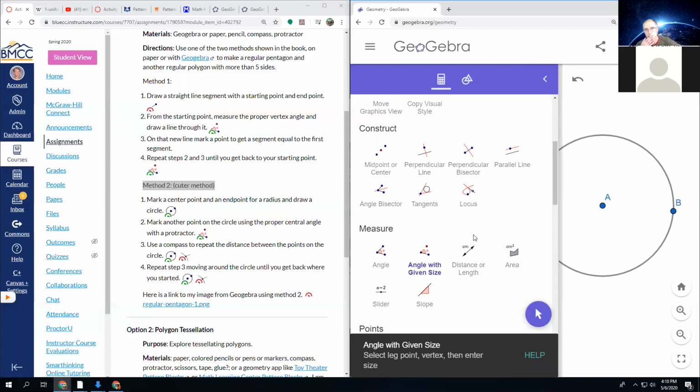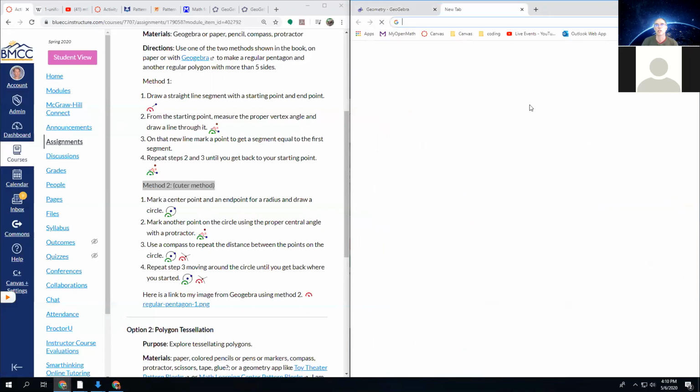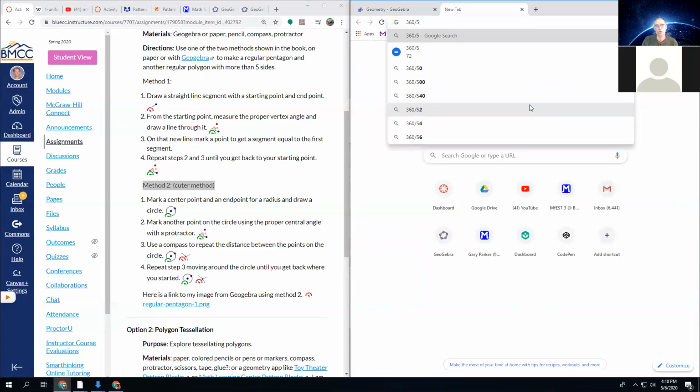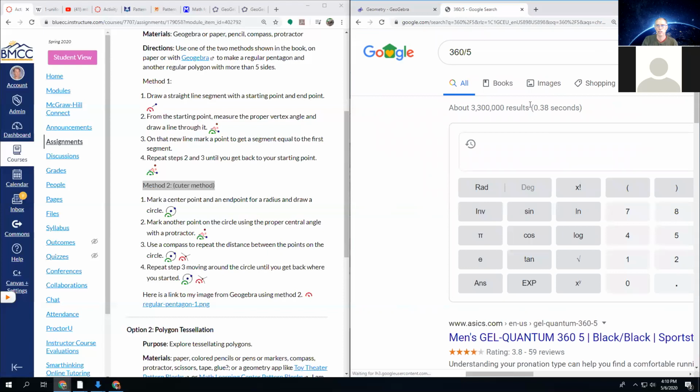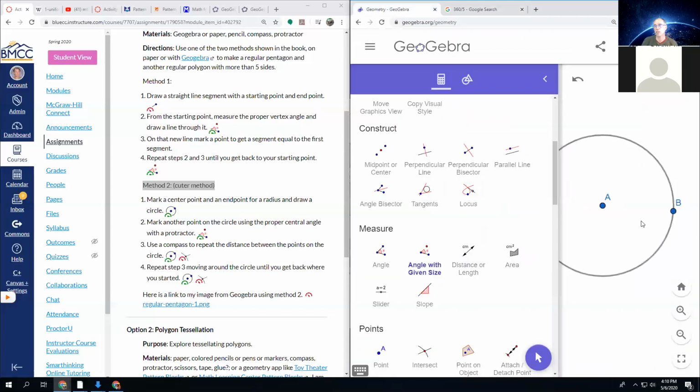But what size should the angle be? Well, let's see. I want to do a pentagon, and this is the central angle for a pentagon. The central angles always add up to 360. So this would have 5 central angles. 360 divided by 5 is what? This is a little review from, I think, last week. Oh no, maybe it was this week. 72 degrees. Okay, so I need to measure a 72-degree angle from this radius right here.